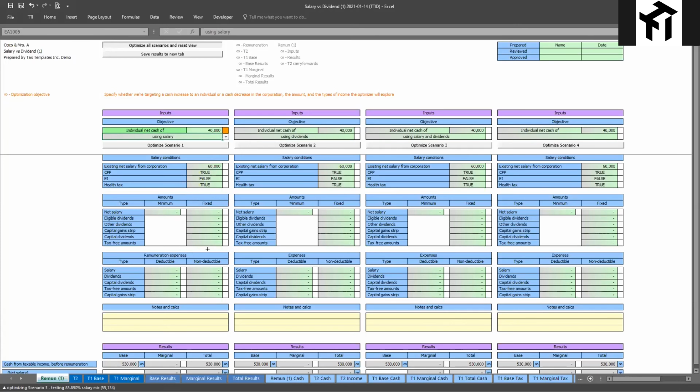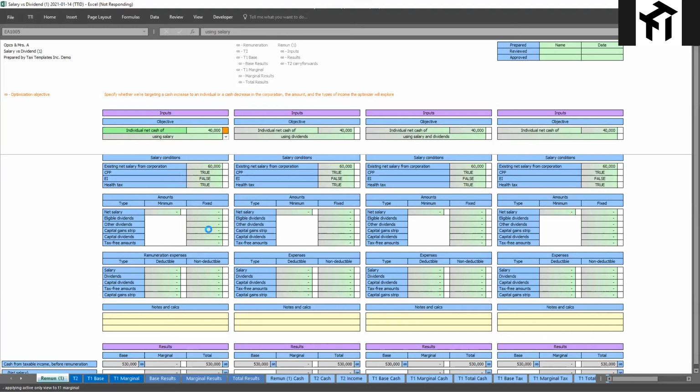And the purpose of the fixed column is, let's assume that our client was paid dividends. There's an unrelated shareholder, and both of them were going to receive dividends. And they wanted to consider that towards their balance of $40,000. You can include that as a fixed amount. And again, the algorithm will consider that as part of the analysis.